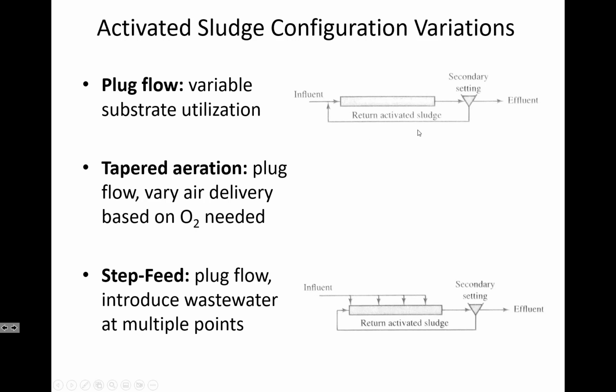In this configuration, you could either put air at the same rate along the bottom, or you could reduce your air along the bottom, because at the beginning you need more air since the rate of the reaction is faster. So just to save a little bit on aeration, as the concentration of BOD decreases, you could also decrease the rate of air that's being supplied.